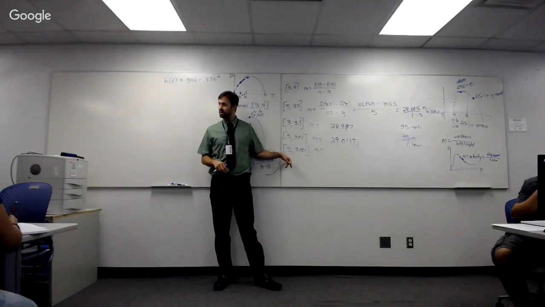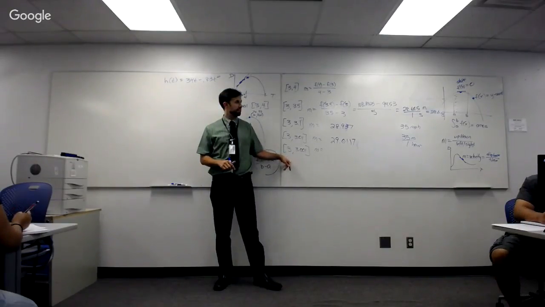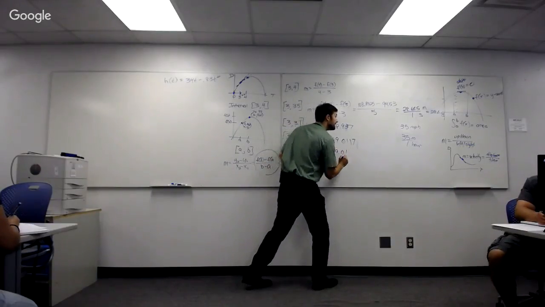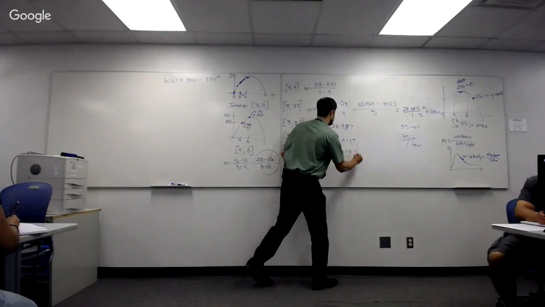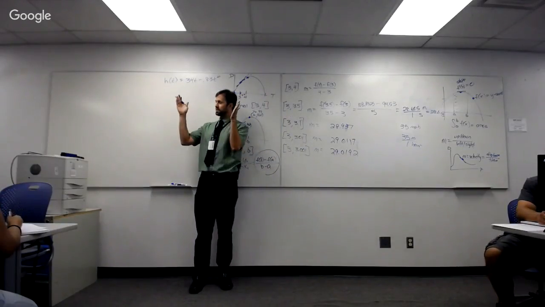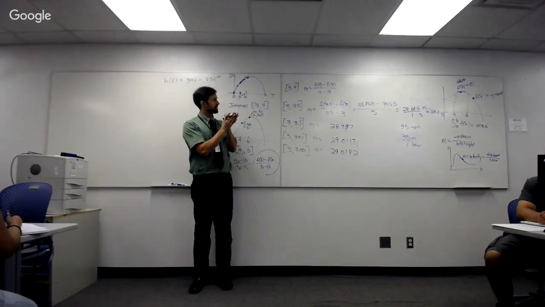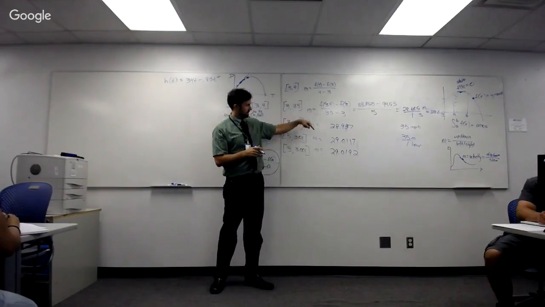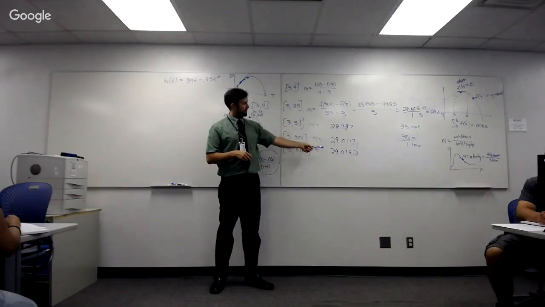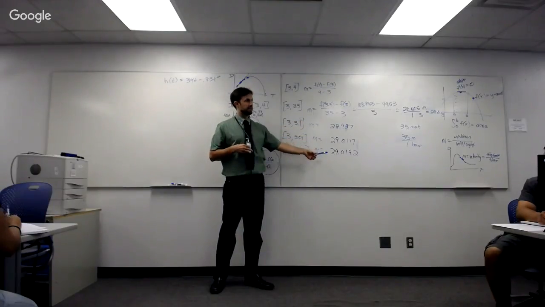Does anyone have that already? 29.019. Okay. So folks, what do you notice is happening to these numbers? As we make the interval smaller and smaller and smaller, what's happening to the velocity? It goes from 28.6 to 28.9 to 29.01 to 29.019.